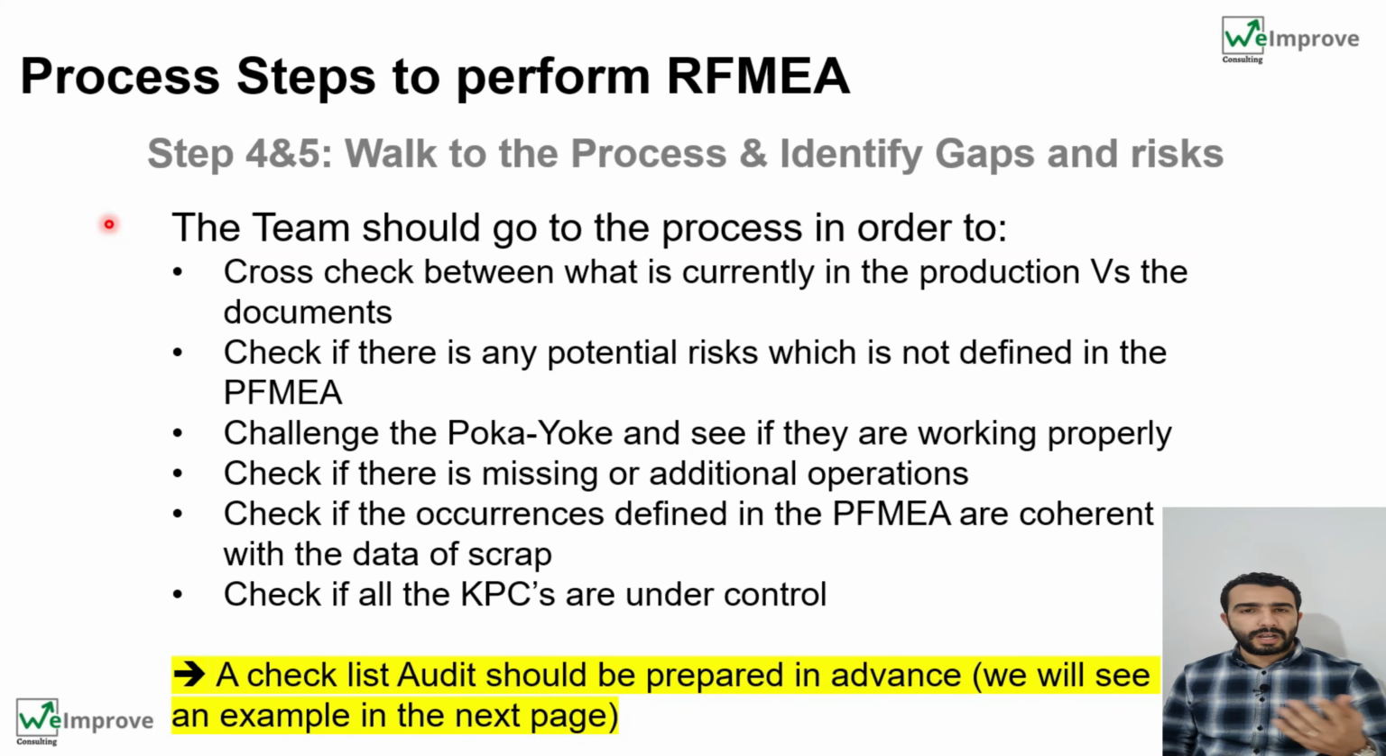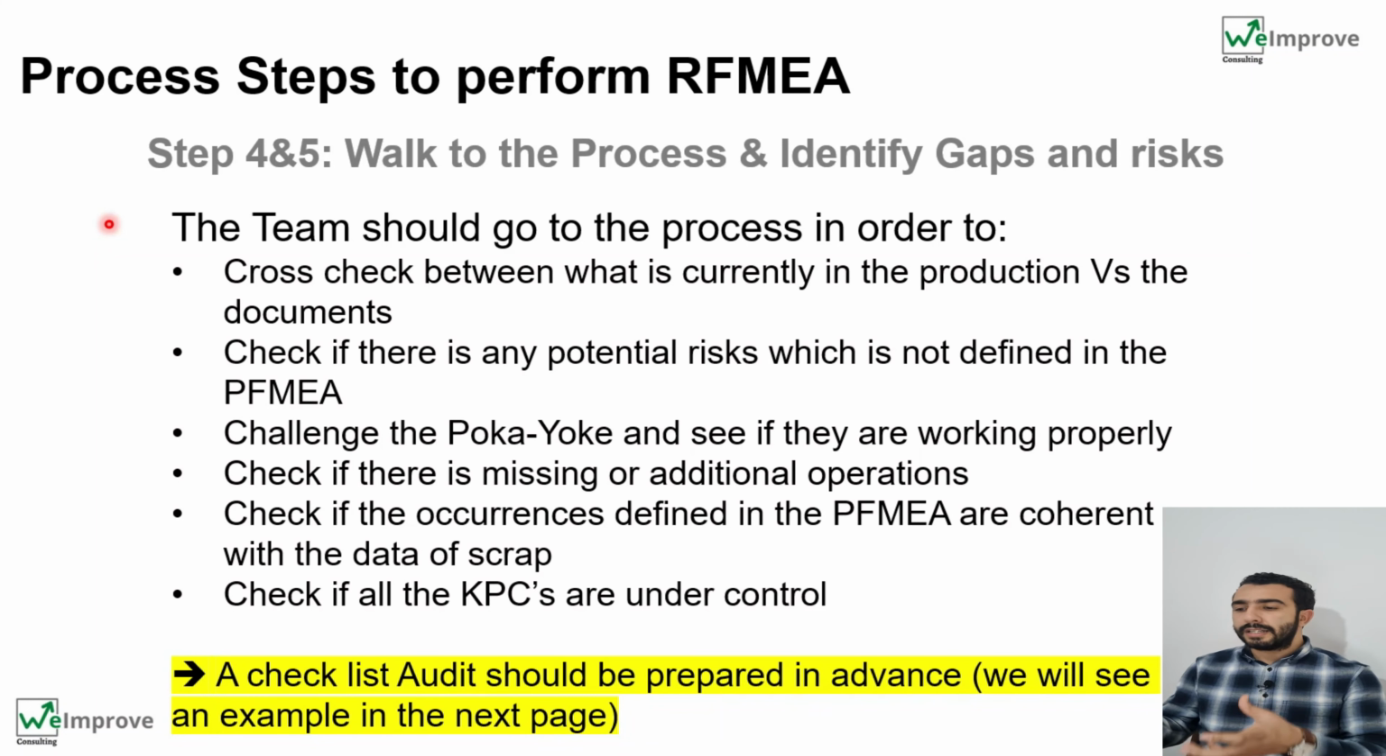Imagine, for example, that your control plan says the parts should be measured in the CMM, and then you find out that the operator is measuring using a caliper. So it's not the same. You have to check between what is in the documents and what is in reality in your production. Then you have to check if there are any potential risks which are not defined in the PFMEA. Here you have to look. You need your expertise to see if you can detect any potential failure modes. Maybe it's something which is easy to detect.